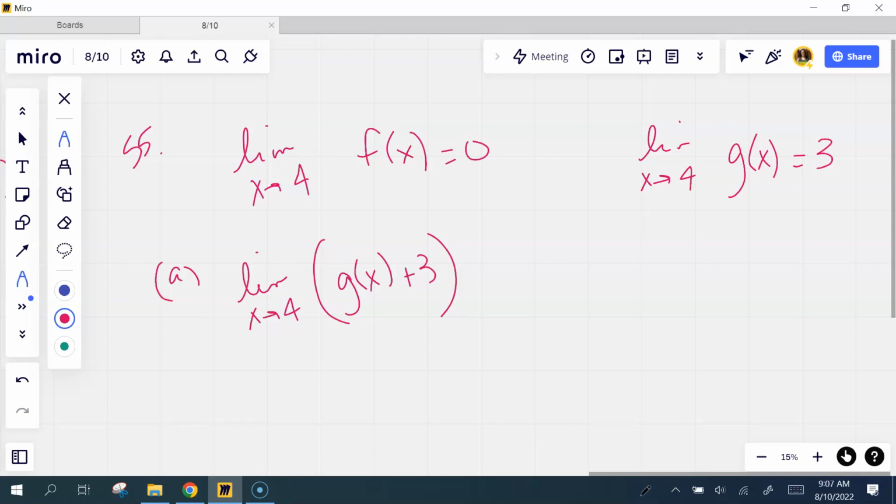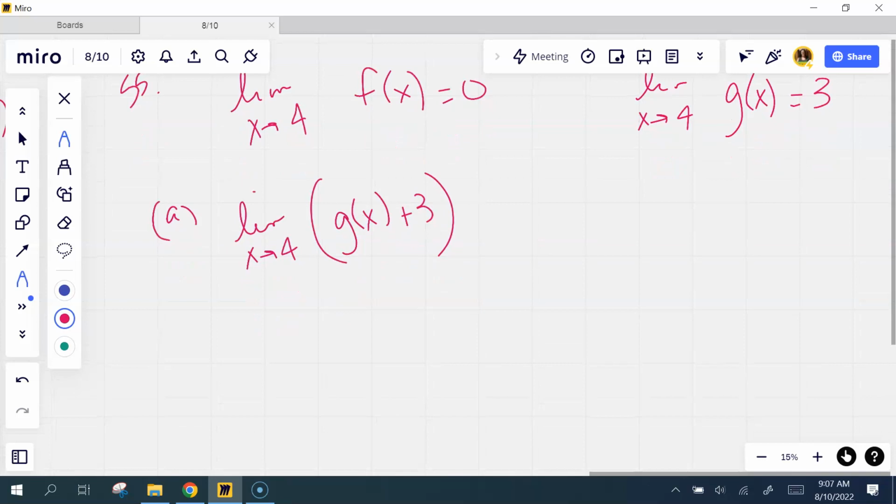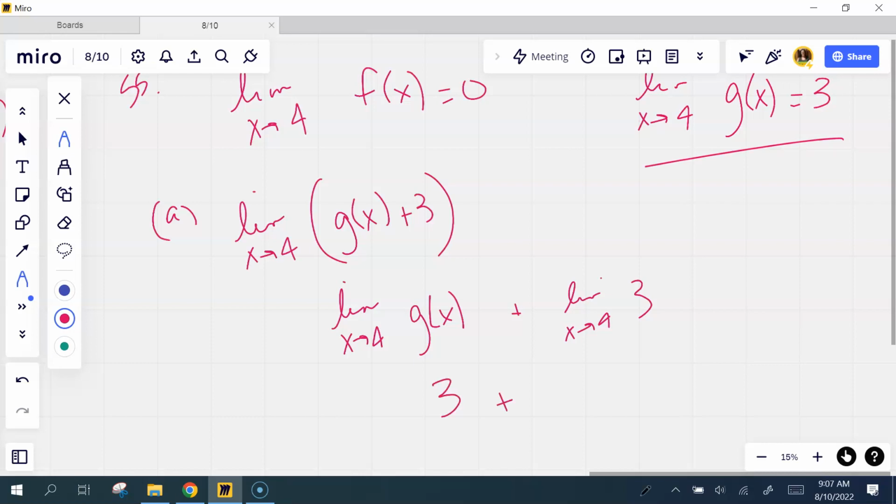So the first property, this is addition, and I can split those limits up. So the limit as x goes to 4 of g of x plus the limit as x goes to 4 of 3. Well, what's the limit as x goes to 4 of g of x? That was given to me. That's 3, right? The limit of a constant is the constant. So this equals 6.